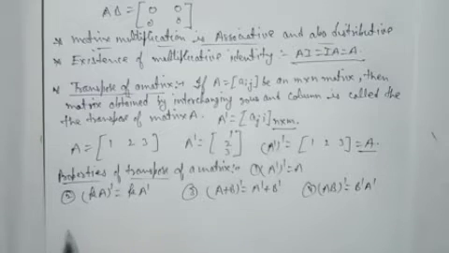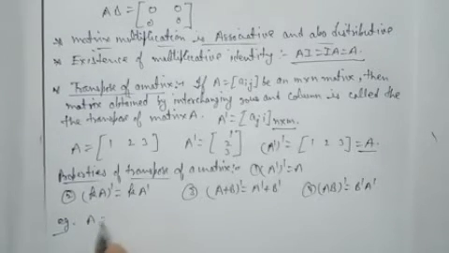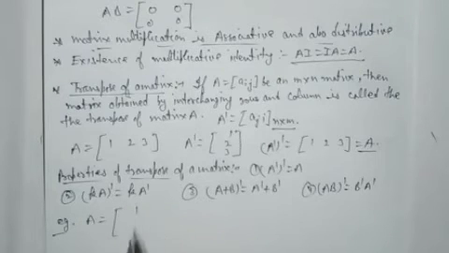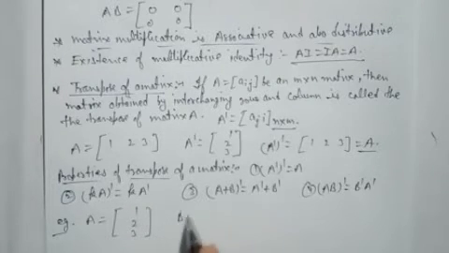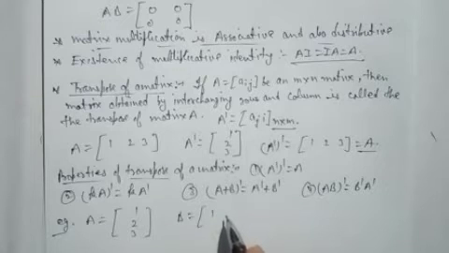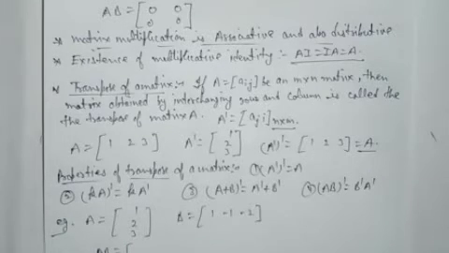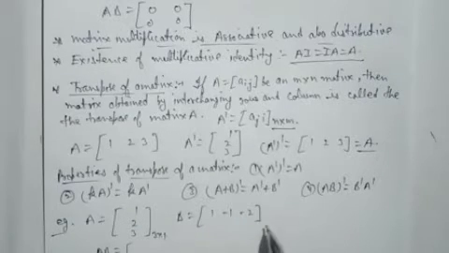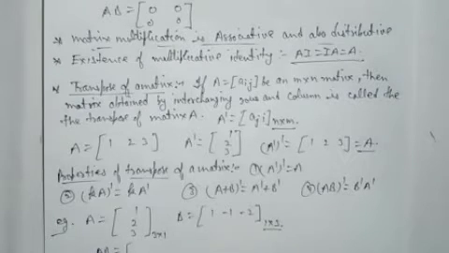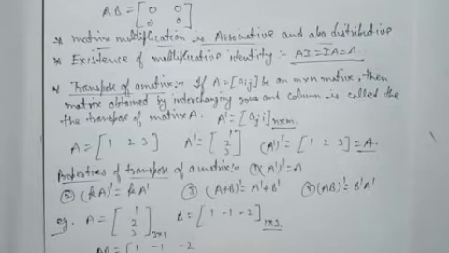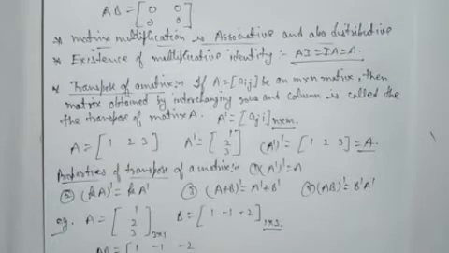Clear? For example, fourth: if A matrix is 1, 2, 3, B matrix is 1 minus 1 minus 2, then AB is, first row first column. This is a 3 cross 1 matrix, this is a 1 cross 3 matrix. Clear? First row: 1, minus 1, minus 2; second row: 2, minus 2, minus 4; third row: 3, minus 3, minus 6.